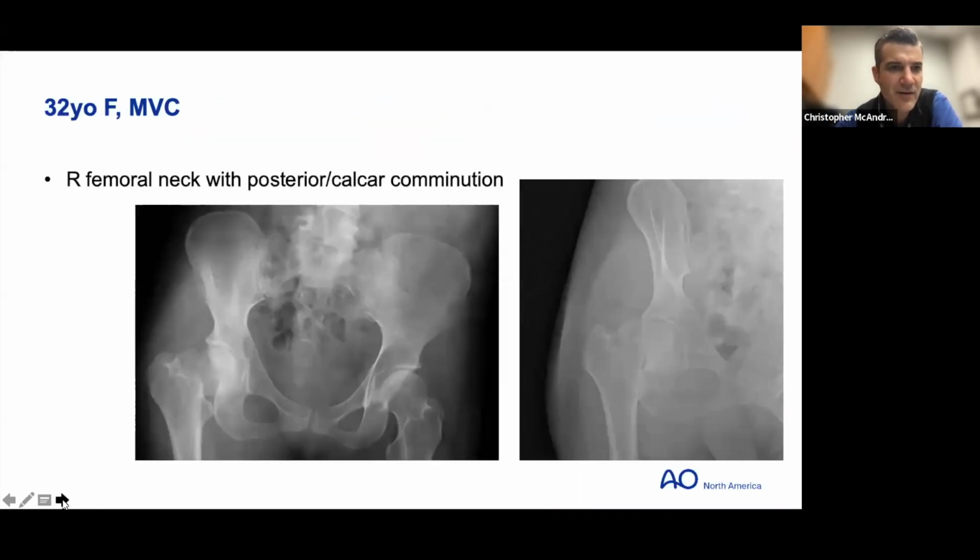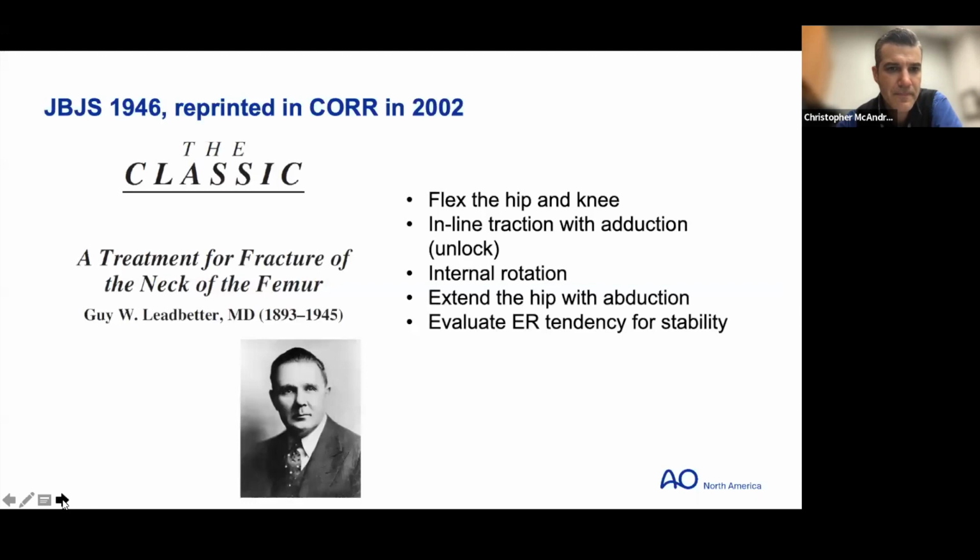All right, so back to our case though, 32-year-old, posterior calcar comminution. Let's see what happens. Oh, surprise.